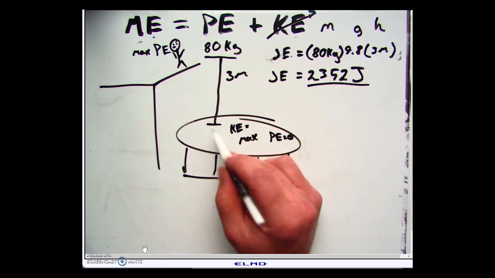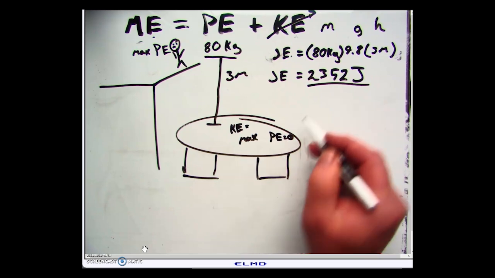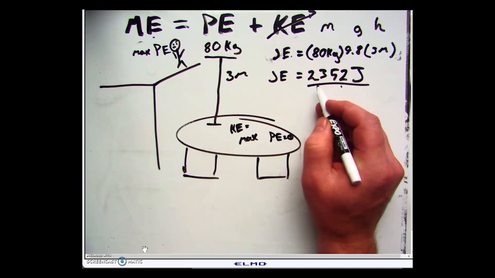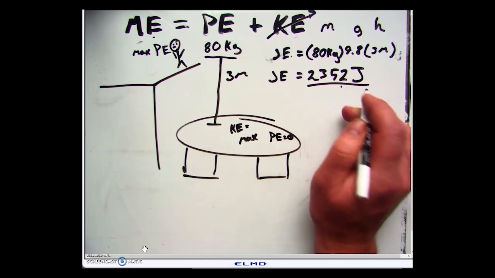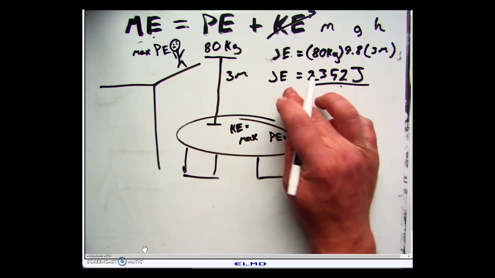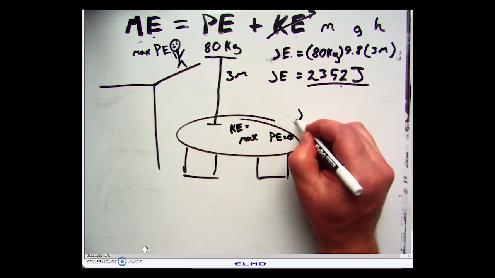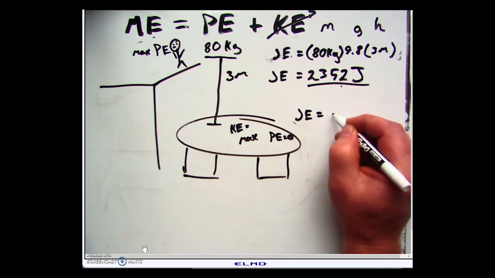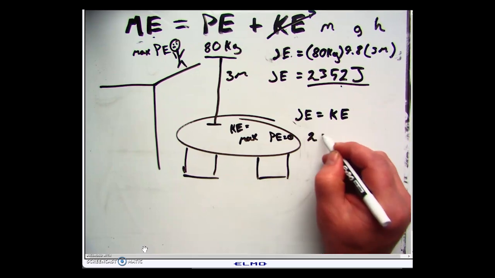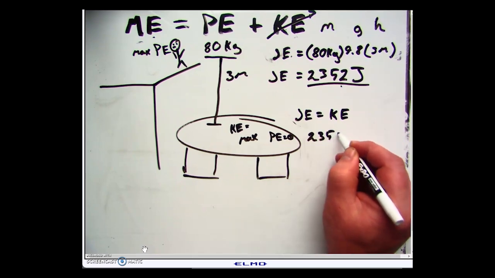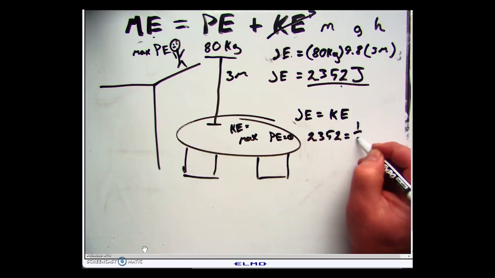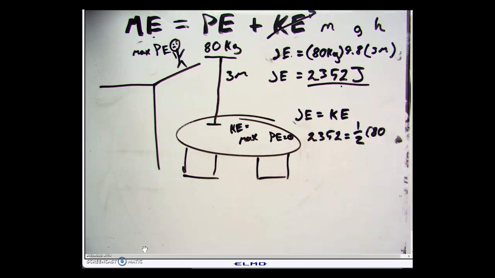And kinetic energy is going to equal what? What's the kinetic energy at the base of his free fall? The kinetic energy at the base of his free fall is going to be 2,352 joules. So what that means is, since I know Jimmy's energy is equal to 2,352, I'll write this out first. Down here, JE is equal to KE. That means that 2,352 joules is going to be equal to 1/2 Jimmy's mass, 80.